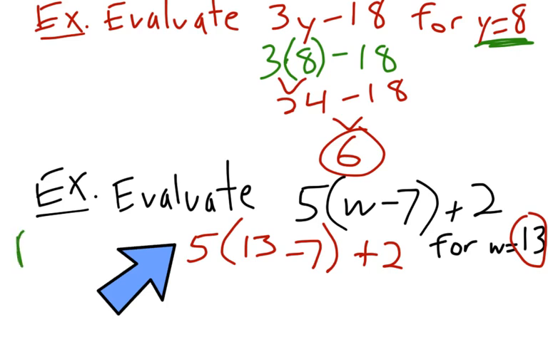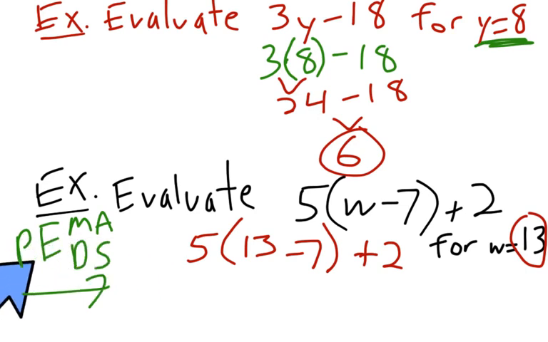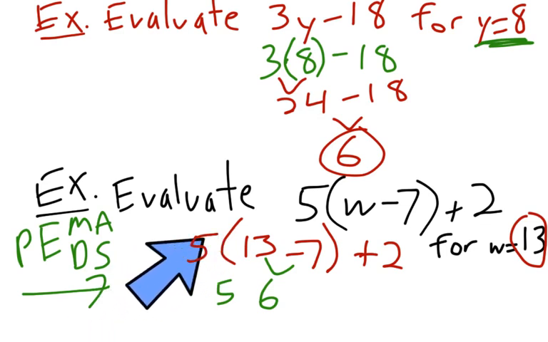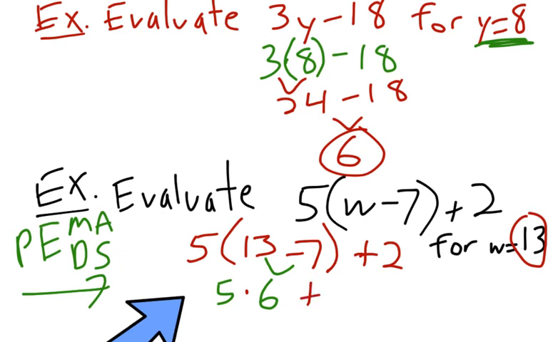And I'm going to write PEMDAS off to the side, because this one has more steps than the other question, and I want to make sure I'm doing it all right. So I do have parentheses, so I'm going to do that first. 13 minus 7 is 6, so that's going to be 5(6). This doesn't mean 56. Remember, we learned just a minute ago that a number in parentheses means multiply. So this means 5 times 6, and then plus 2.